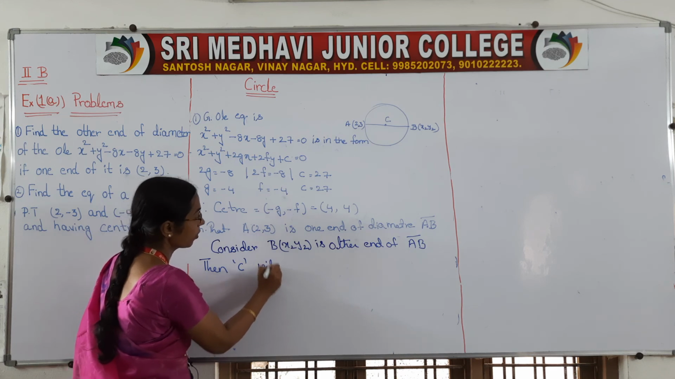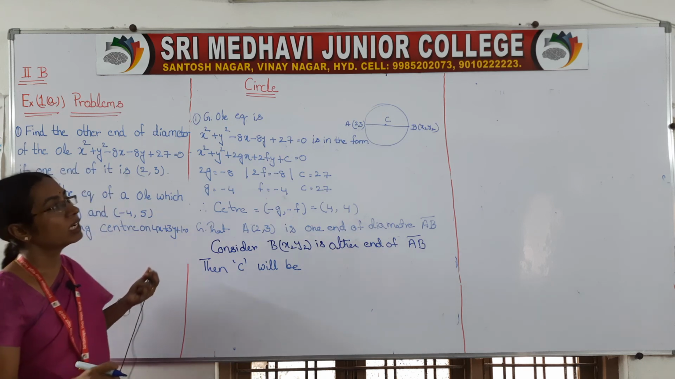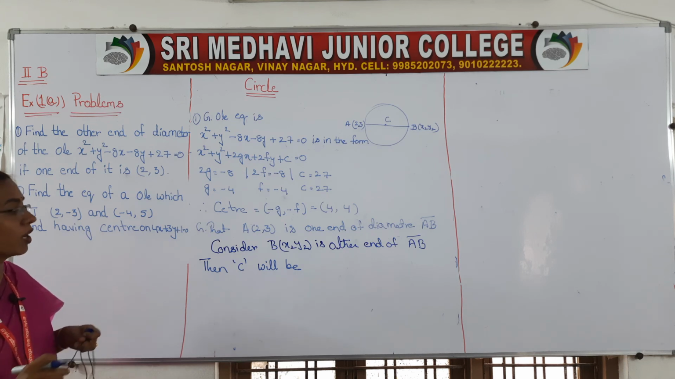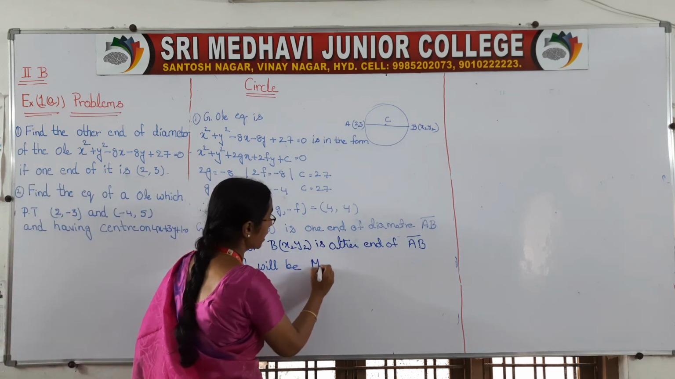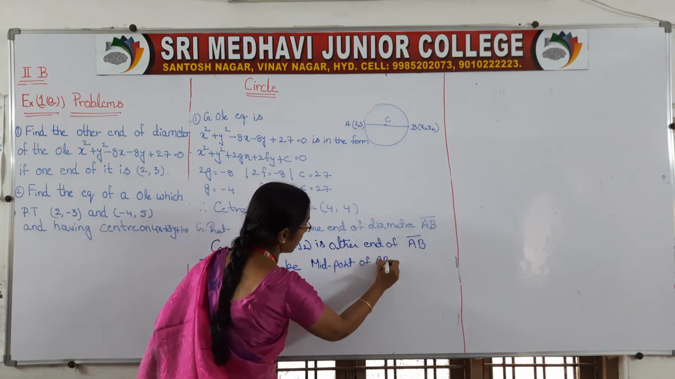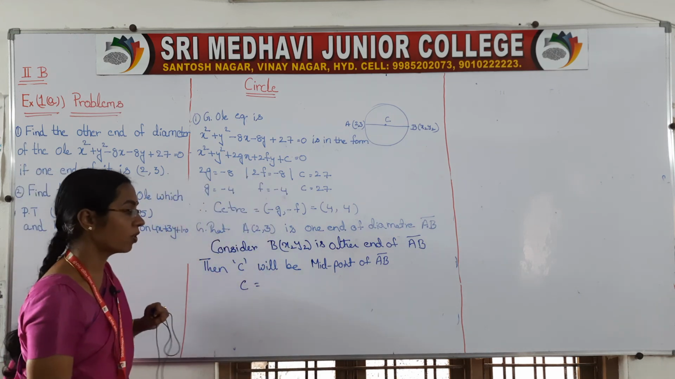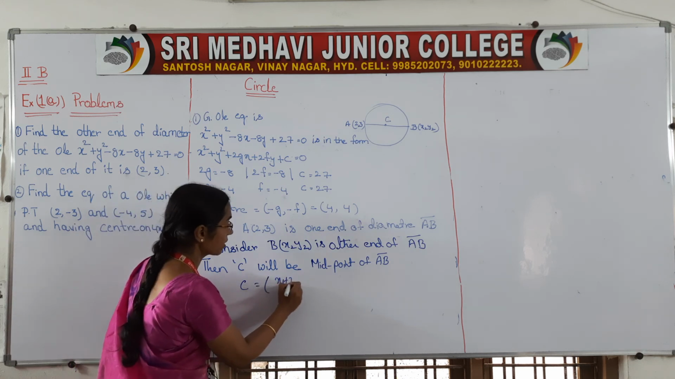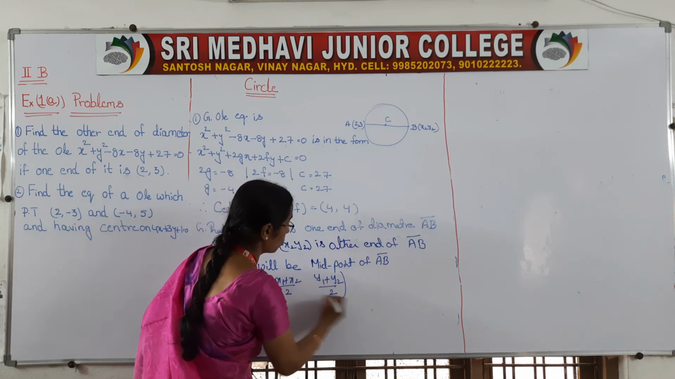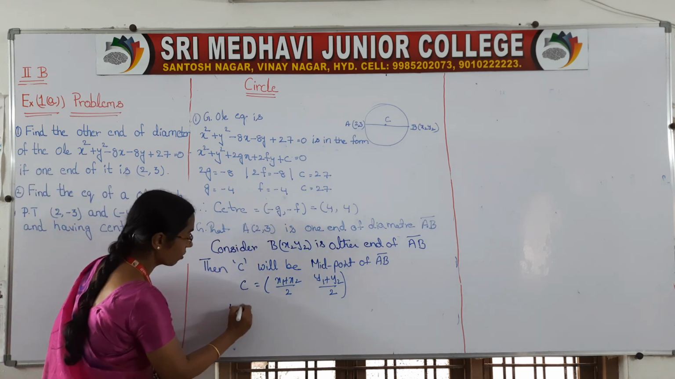Then the center C will be the midpoint, isn't it? See, AB, you know that the line which passes through the center is called the diameter, and C will be exactly the middle point. So C will be the midpoint of AB, right? So you know the formula. What is the formula for midpoint? It is ((x1 plus x2) by 2, (y1 plus y2) by 2). So what is C? We got C is equal to (4, 4).